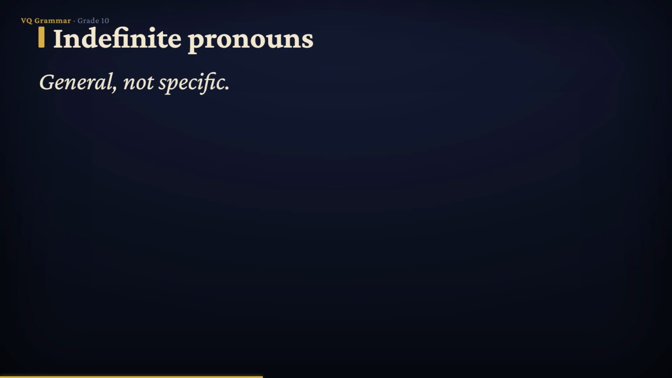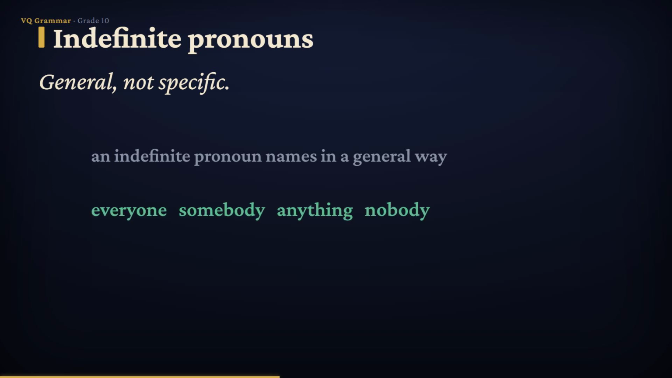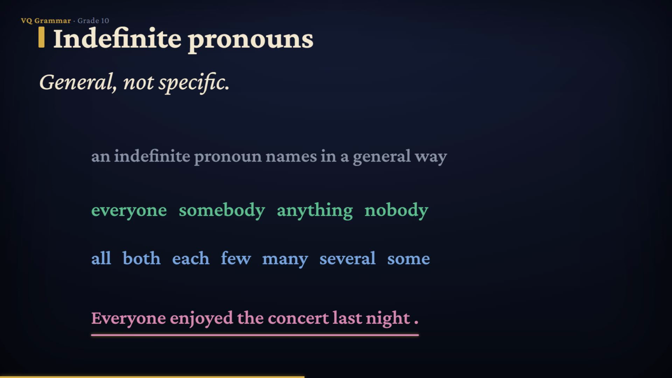Now the largest group, the indefinite pronoun. An indefinite pronoun refers to people or things in a general way, without naming exactly who or what. Think of words like everyone, somebody, anything, and nobody. And also all, both, each, few, many, several, and some. Here's one at work. Everyone enjoyed the concert last night. We don't know each person by name. The word everyone simply gathers them all up in a general way. That's what makes these pronouns indefinite. They leave the exact identity open.